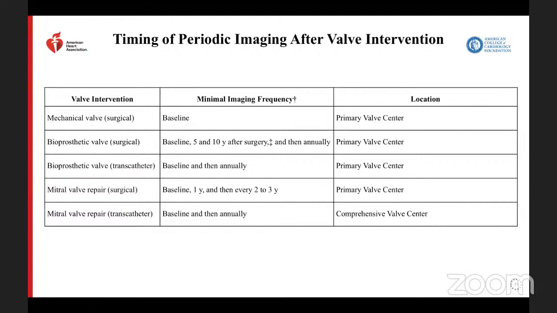Transcatheter bioprosthetic valve, we should have a baseline echo and then annually at the primary valve center. For mitral valve repair, surgically, we should have a baseline, 1 year, and then every 2 to 3 years. For mitral valve repair transcatheter, we should have a baseline and then annual echo at the comprehensive valve center.